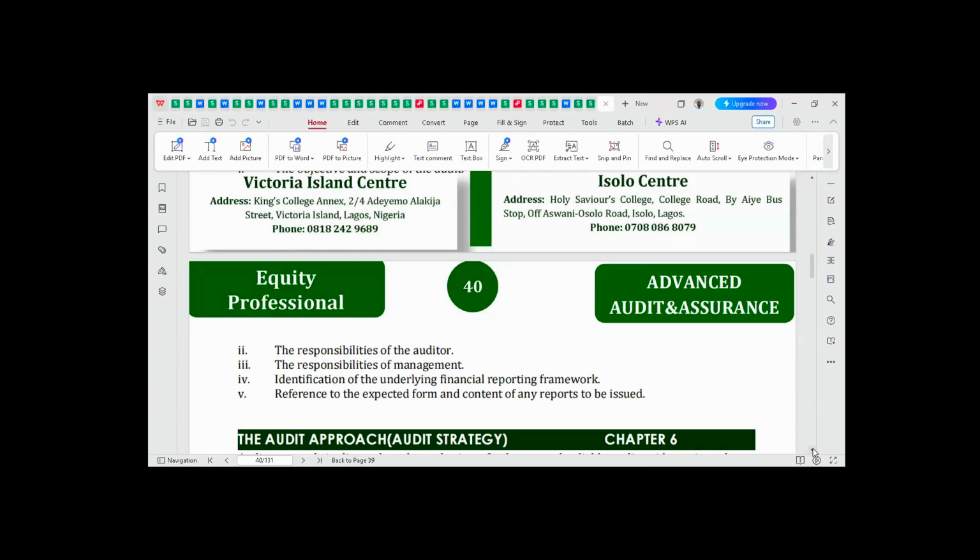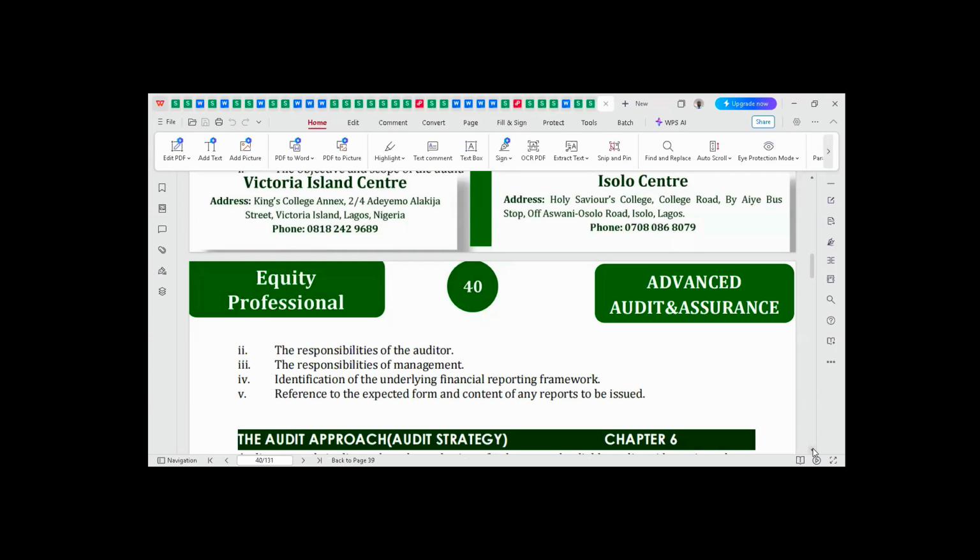All right? Then the next thing contained in the letter of engagement is reference to the expected form and content of any report to be issued. So I'm going to talk about what information will be contained in the auditor's report. At the end of the day, you are expected to issue a report. What are some of the information that will be contained in the auditor's report? And in what form will this report come?